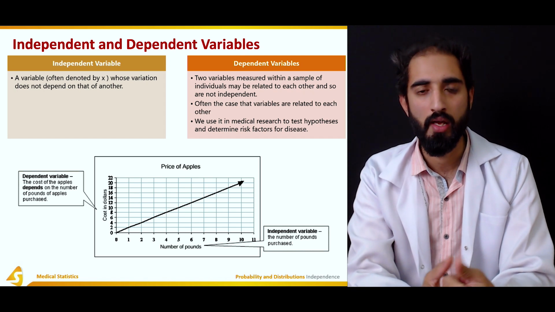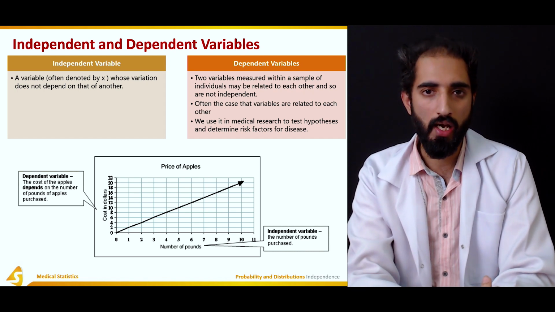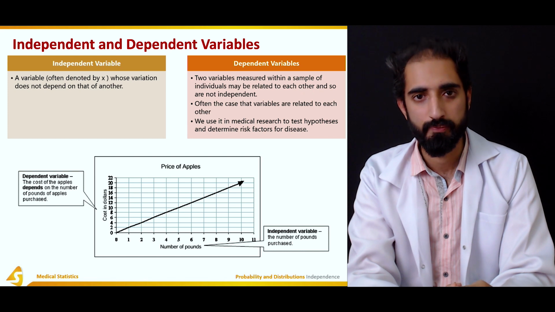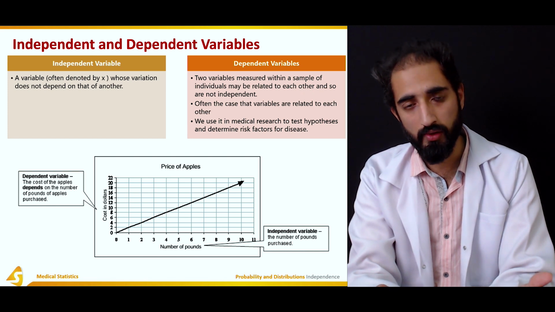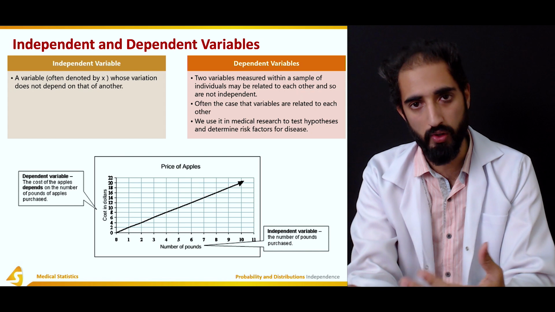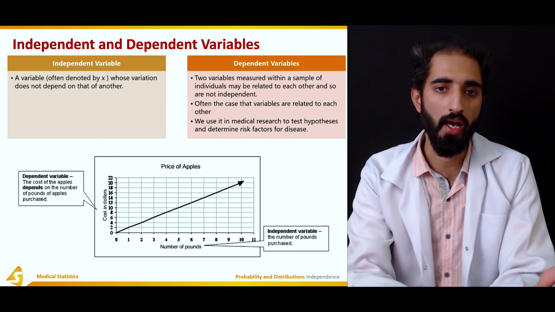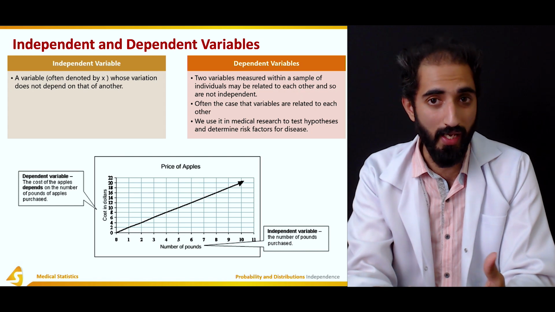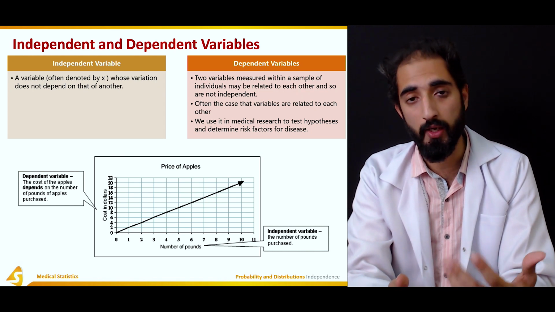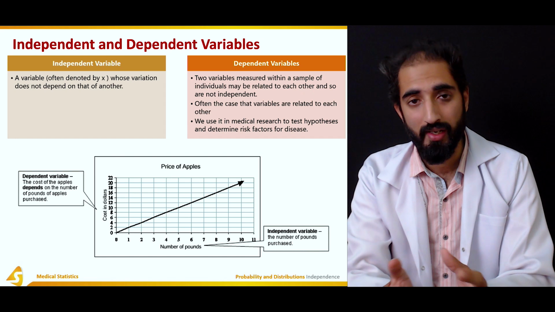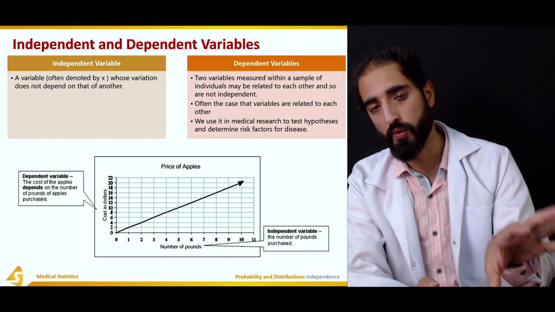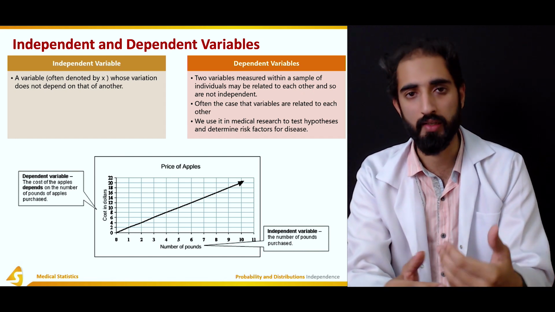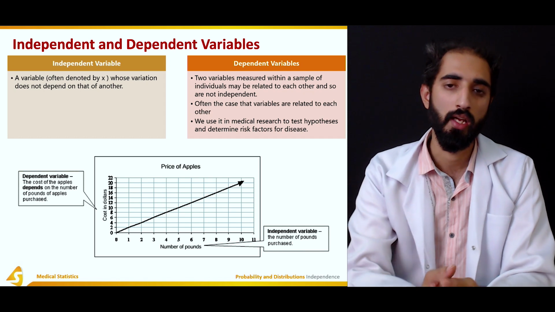For example, if we increase the height, then the weight also increases, because weight is dependent on height, but height is not dependent on weight. If we increase the weight, it is not obvious that height would also increase. So this is a relationship in which one variable is independent and the other one is dependent on the independent variable.